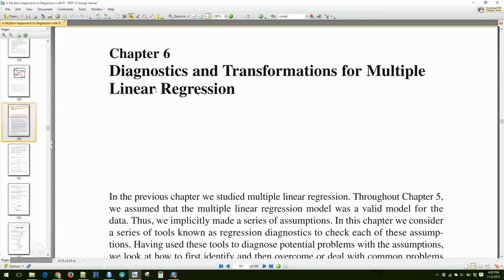I'm going to cover, I think, just key parts of the first part of chapter 6 today. Okay. And I'll go over some of the R commands that you need for diagnostics. Today will just be diagnostics for multiple linear regression, okay?